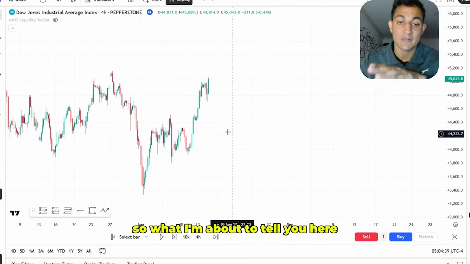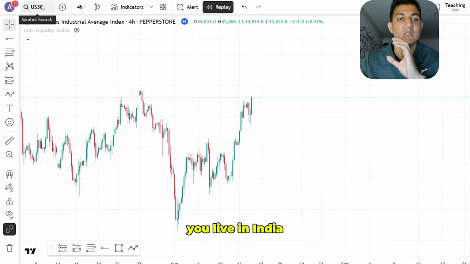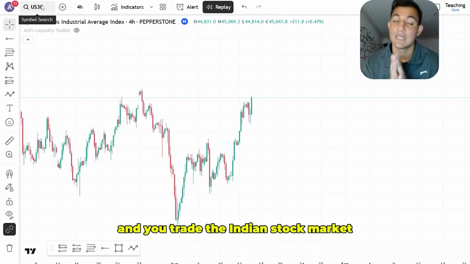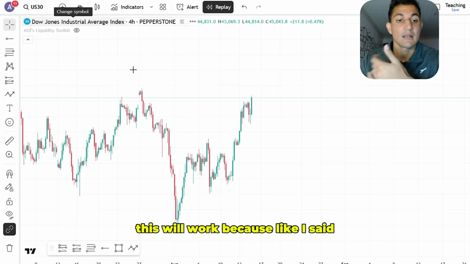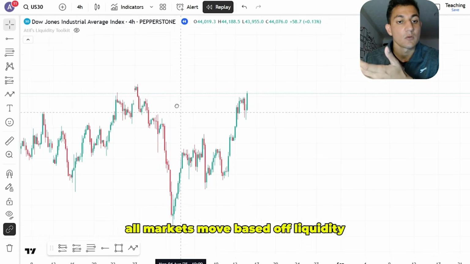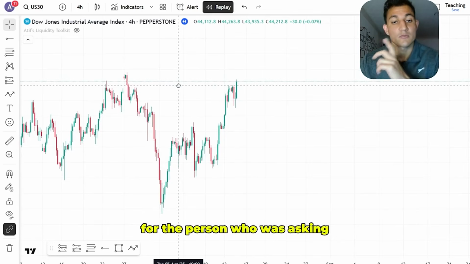So what I'm about to tell you here works on every single market imaginable. It doesn't matter whether you live in India and you trade the Indian stock market, it's going to work, right? If you can find it on TradingView, this will work because like I said, all markets move based off liquidity. If it's listed on an exchange, it moves based off liquidity. Even penny stocks, for the person who was asking.